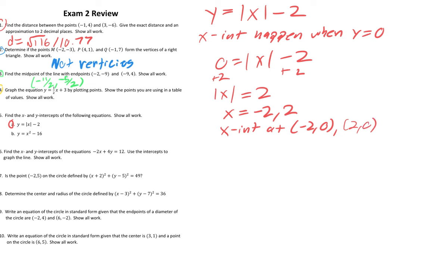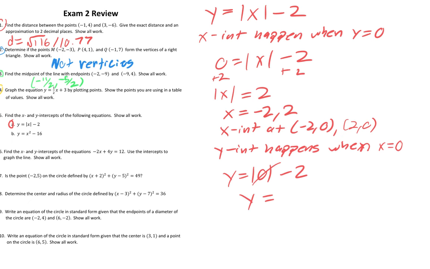Right? And now to find our y-intercept, that happens when x is equal to 0. So we're just going to plug 0 in for x. So we're going to have y is equal to the absolute value of 0 minus 2. That's going to stay 0. So we're just going to have y is equal to -2. So our y-intercept is at (0, -2).